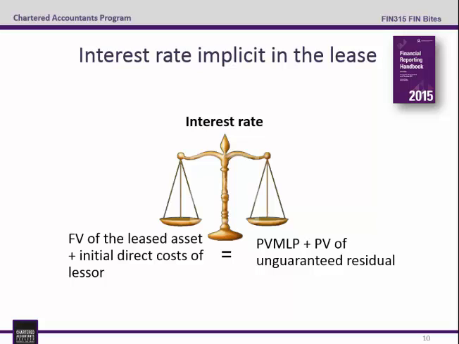So those are the key definitions that we've been looking at: minimum lease payments, guaranteed and unguaranteed residuals, initial direct costs, and the interest rate implicit in the lease. In part two of the video, I'm going to take you through some numbers to show you how to apply these definitions in practice.